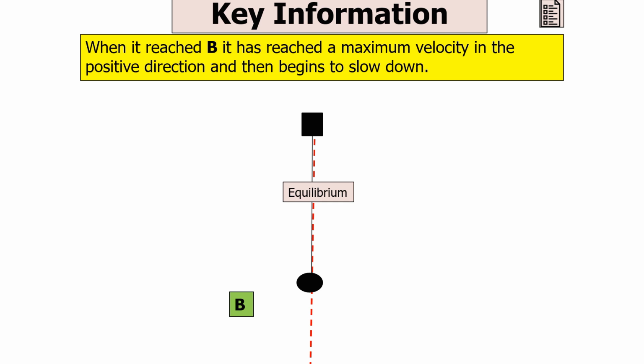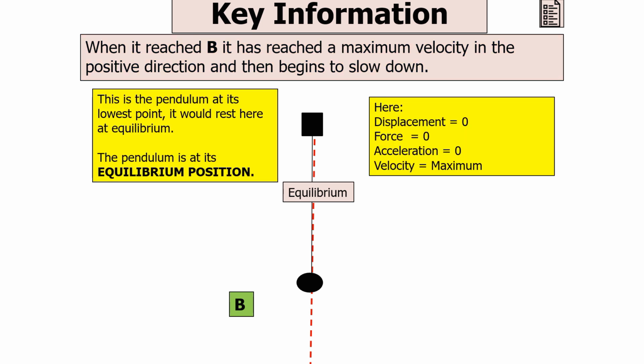Now when it reaches point B, it has reached a maximum velocity in the positive direction and then starts to slow down. So this is the pendulum at its lowest point. It would rest here at equilibrium. So the pendulum is at what we call its equilibrium position. So its displacement is equal to 0. Its force is equal to 0. Its acceleration is equal to 0. And its velocity is at a maximum.